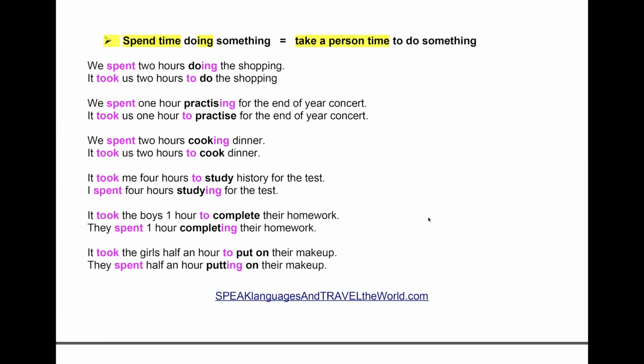Spend time doing something can be substituted with take a person time to do something. For example, we spent 2 hours doing the shopping can be transformed into it took us 2 hours to do the shopping. We spent 1 hour practicing for the end of year concert. It took us 1 hour to practice for the end of year concert. We spent 2 hours cooking dinner. It took us 2 hours to cook dinner.